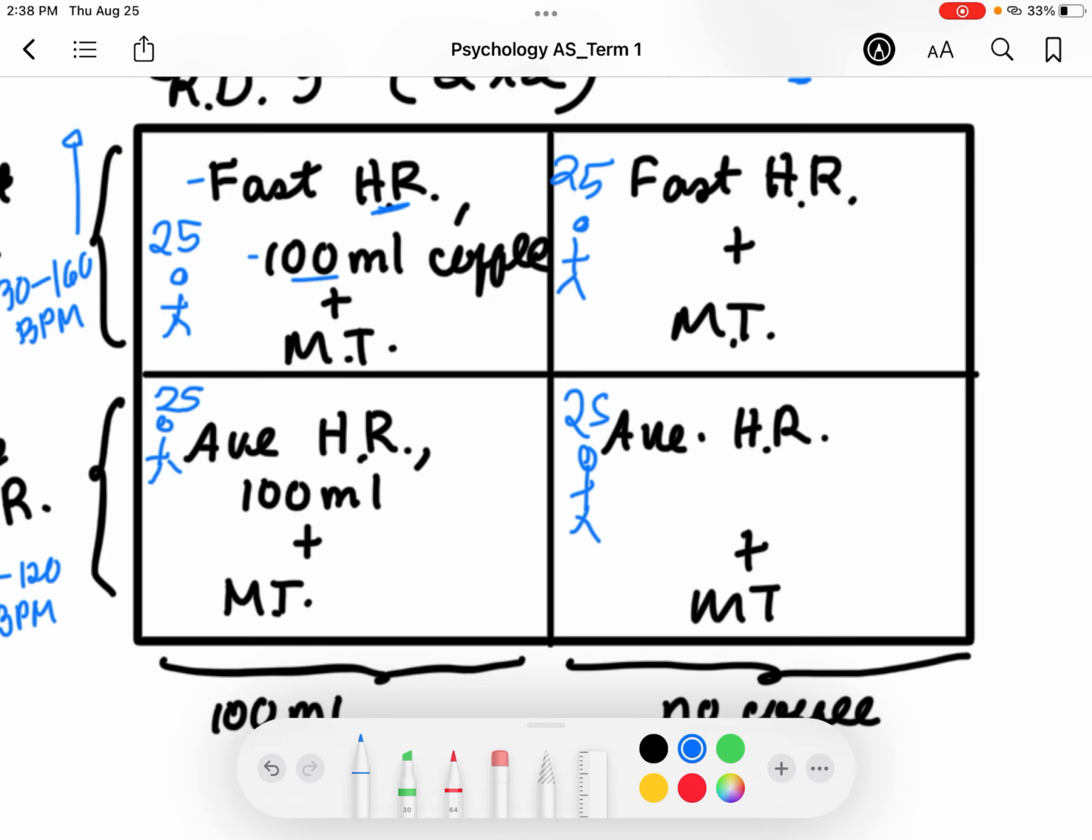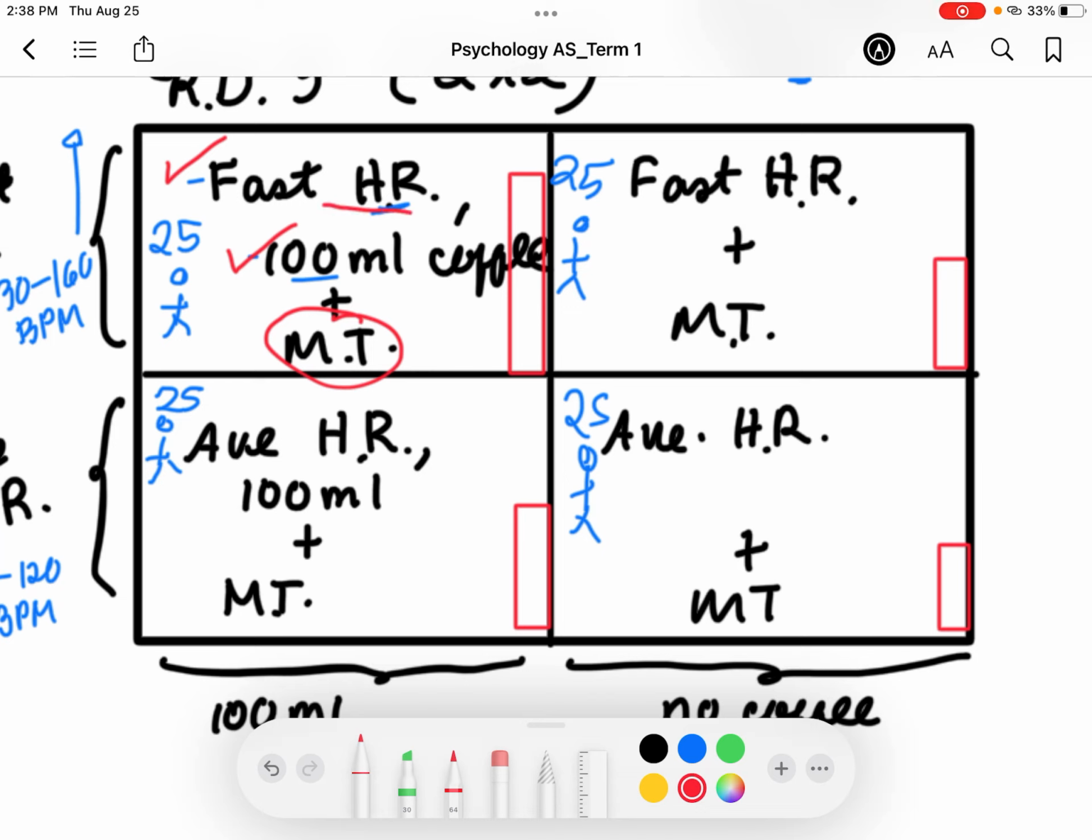Now, you find out the results of the study. And what if the results look like this? Let's say this was about 29% items correct. This one is about 40 items correct, and then this one is, let's say, 82% correct. Now, when we had faster heart rate and they also drank coffee, there's a significant increase in the number of items correct in the memory task.